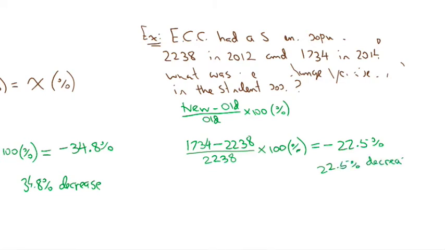In Moodle, I highly suggest you write it the first way, because Moodle does not like words like decrease. If you write decrease, it will mark it wrong. So just do negative 22.5% and be done with it. Sometimes a simple percent is given to you. Sometimes you actually have to type it in. If it says unit, type it in.